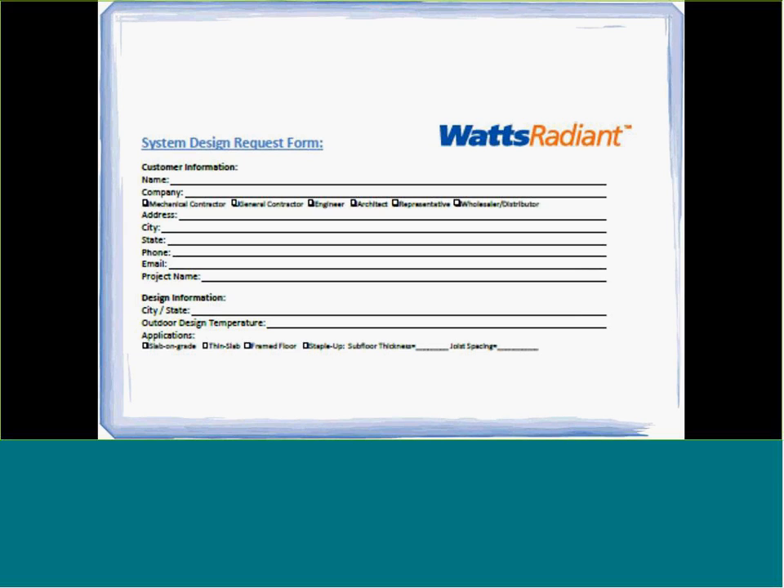Is it going to be a slab on grade? Is it going to be a thin slab, staple up? Are we doing subfloor? Are we doing above floor? What's your joist spacing? All those things come into play when you're designing one of these jobs. So information, again, information is key. And the more of it we get, the quicker you'll get a quote back, the quicker it is to design.